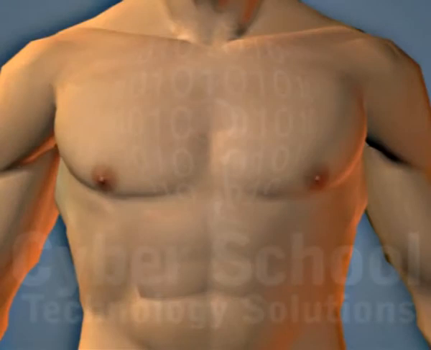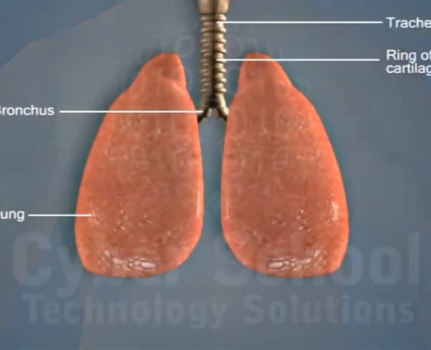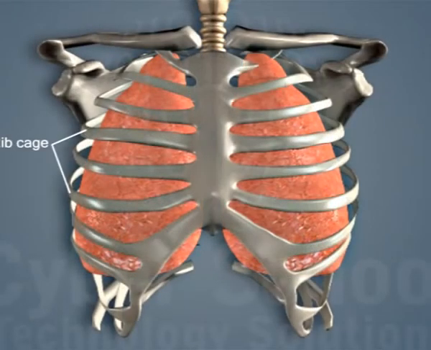The lungs are the organs of respiration, and as you can see, they are located in the thoracic cavity. Humans have a pair of lungs. The lungs are protected by the rib cage.